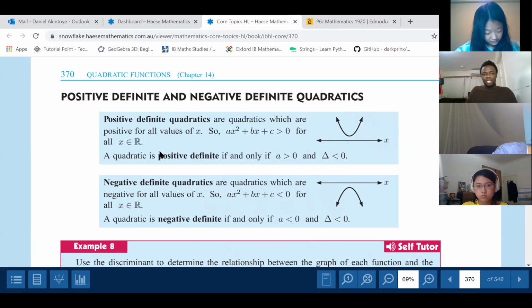So a quadratic is positive definite if and only if a is greater than 0. Okay, this is the one with value. If all the values, it is positive for all the values of x. It means the value of the quadratic itself is positive, which means y is positive for every x you can think about. Now, how can you have this?